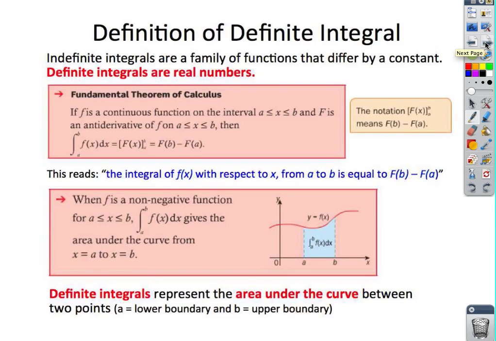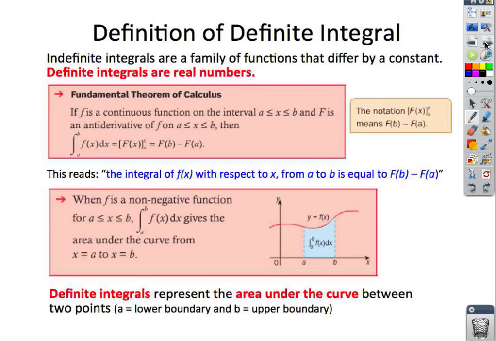So first of all, just a definition. Indefinite integrals are just a family of functions that all differ by the same constant. That's to say, if you took the integral of x squared, for example, obviously that integral is x cubed over 3 plus c. And again, there could be many c's, and they would all come from the same function, x squared.